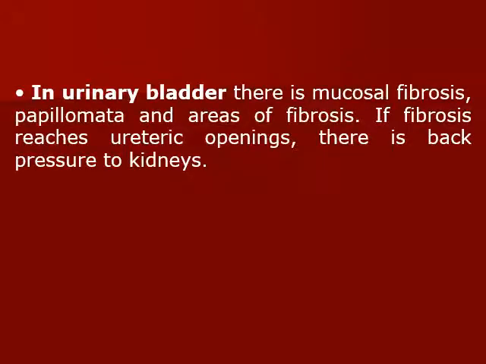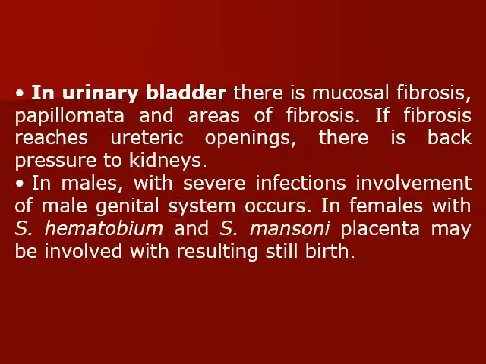In the urinary bladder, there is mucosal fibrosis, papillomata or polypi, and areas of fibrosis. If fibrosis reaches the ureteric openings, there is closure or stenosis of these openings, and there is back pressure to the kidneys from the collecting urine. In males with severe infections, involvement of the male genital system occurs. In females with Schistosoma hematobium and Schistosoma mansoni, the placenta may be involved with resulting stillbirth.